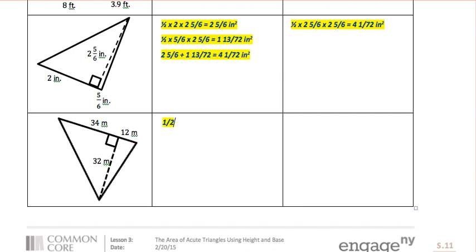1/2 times our base times our height. Now for this larger triangle, we would have 34 and 32, because remember, the sides of the base and the height are the two sides that create the right angle. So we have 1/2 times 34 times 32. And that gives us 544 square meters.